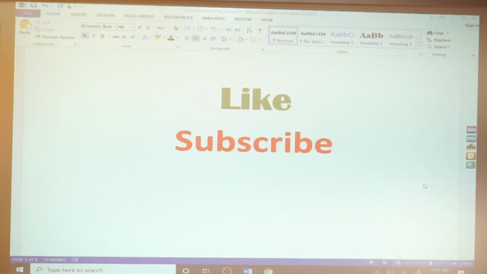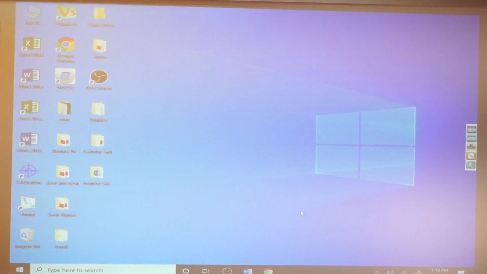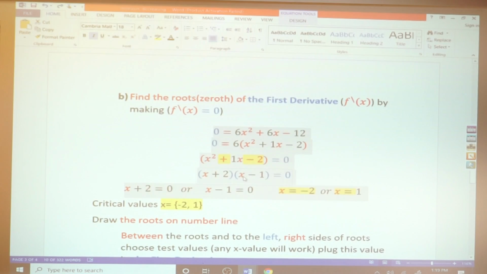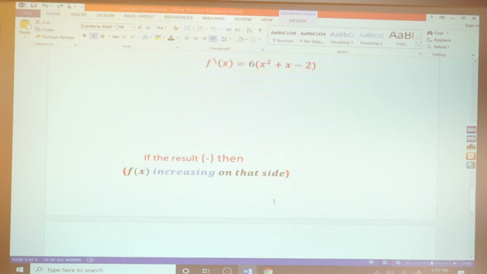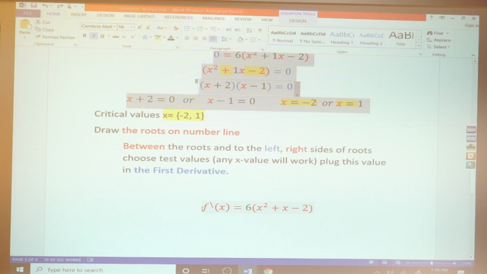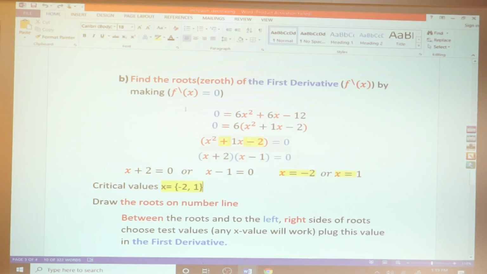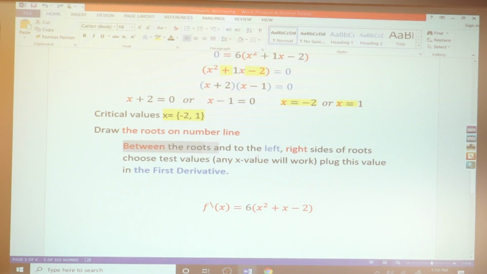Let us go back to our board and see what we have. Then we're done with this problem after we find the derivative. Okay, you see the steps I did? Find the roots, the zeros, then go to the number line with the critical values. And we chose test values, we did it on the other board.